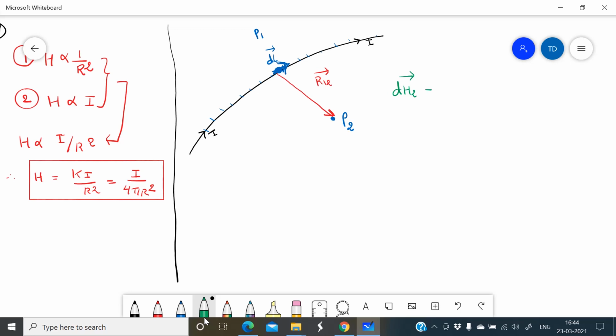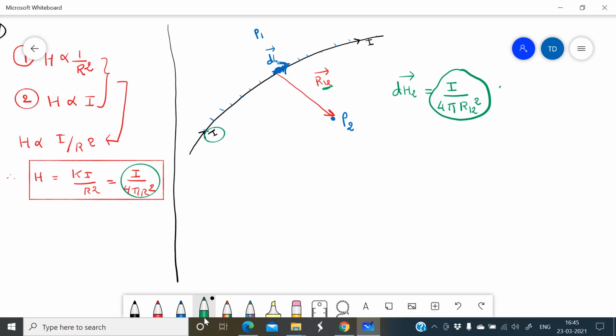So the dH2 vector is, now you can see here, the magnitude which is I upon 4 pi r square. I have to just write here it is I because the same current I flows. So I upon 4 pi R12 square. What does it indicate? It indicates just the magnitude. But what about the direction?